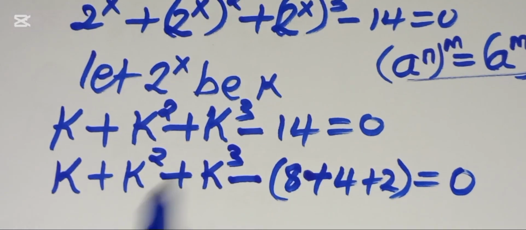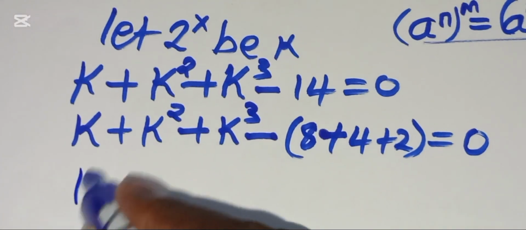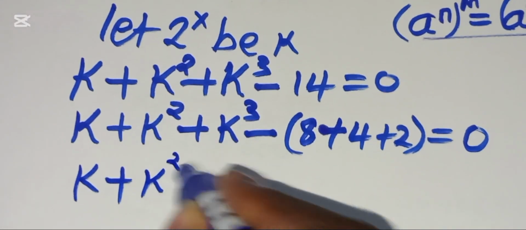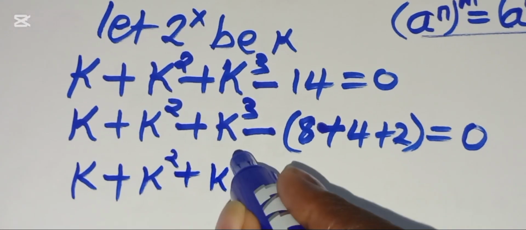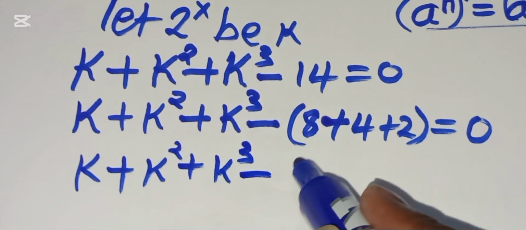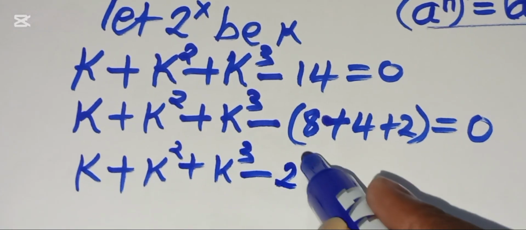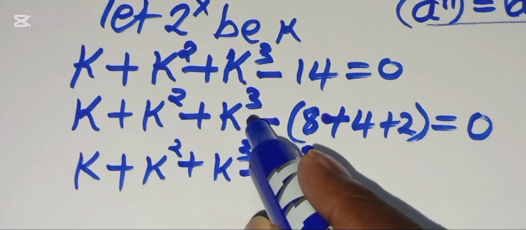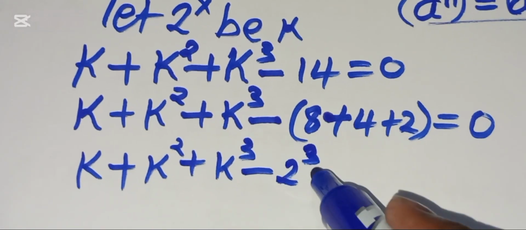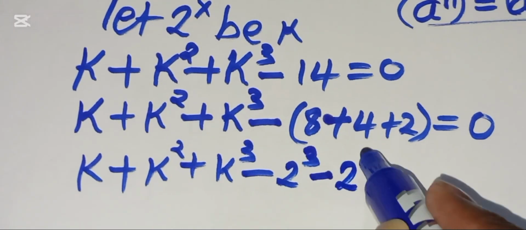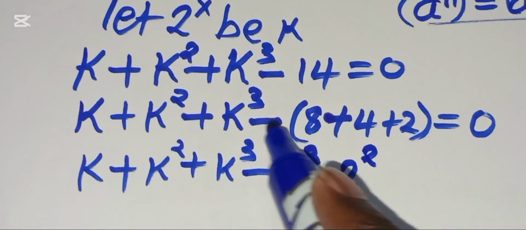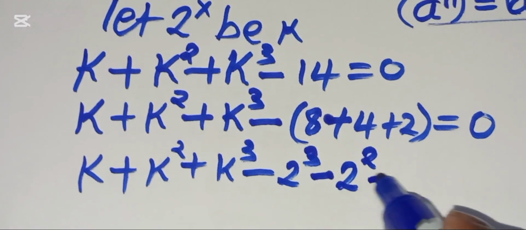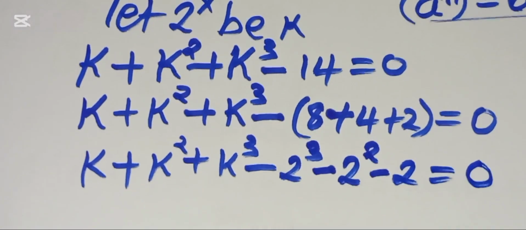Okay, so that we're going to have k plus k squared plus k cubed subtract 8 can be expressed as 2 raised to power 3. Then we have negative times positive 4. This is negative 2 raised to power 2. Then negative times positive 2. This is negative 2. This is equal to 0.